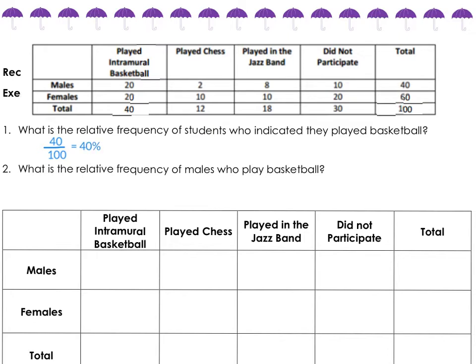What is the relative frequency of males who play basketball? So what's the distinction here? Here we're not just looking at all the students, we're looking specifically at the males. So relative frequency relative to the total, so it's still going to be out of 100. Then I need to look up at the chart and ask myself, how many males said they played basketball? So males, it's 20. So 20 out of the 100, 20 males. So that would be 20%.